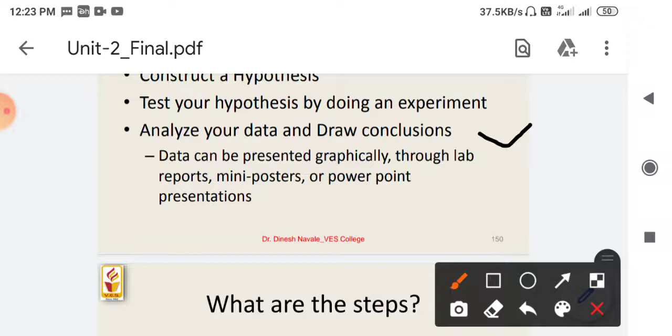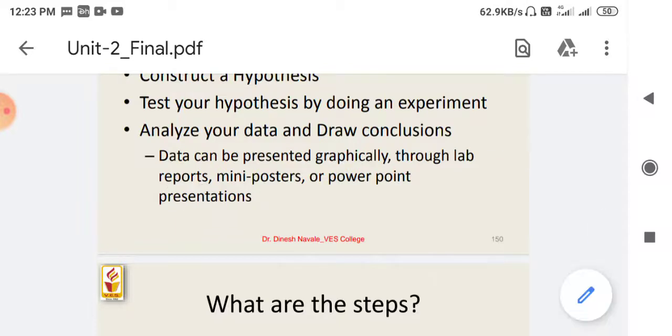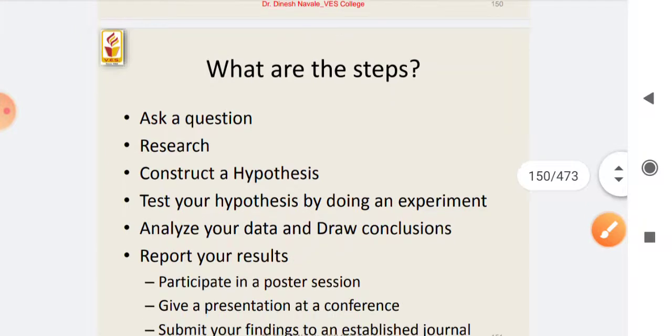For presenting the conclusion, the data can be presented in graphs, mini reports, mini posters or PowerPoint presentations. In order to present the data, we might use various presentation formats, such as a poster or PowerPoint presentation, and some graphical methods can also be used.